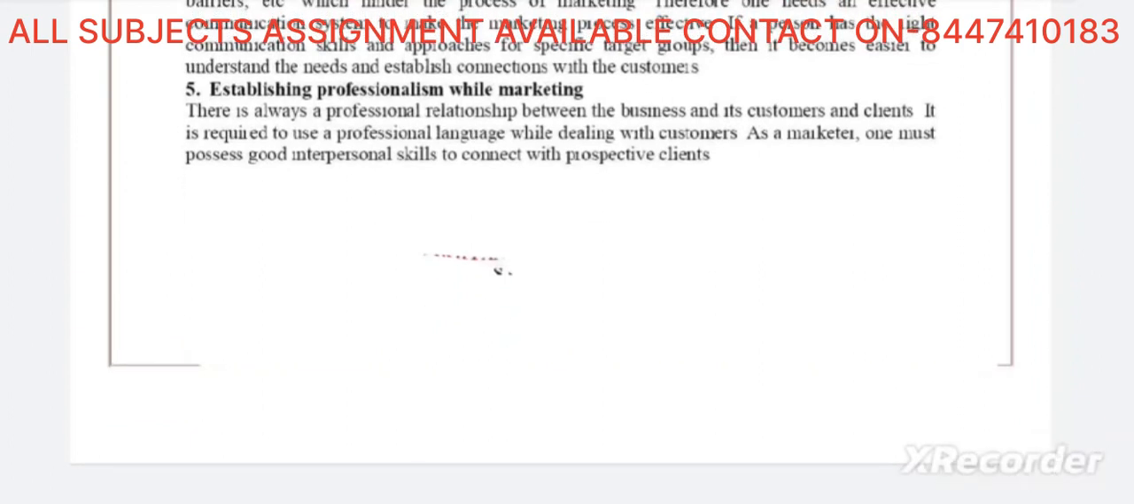Establishing professionalism while marketing. There is always a professional relationship between the business and its customers and clients. It is required to use professional language while dealing with customers. As a marketer, one must possess good interpersonal skills to connect with prospective clients.